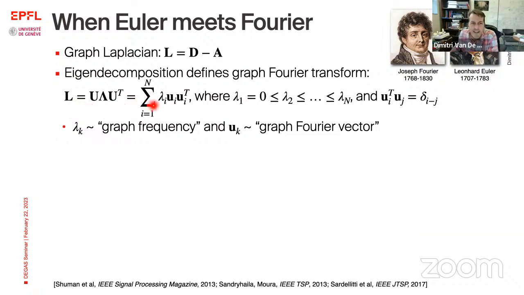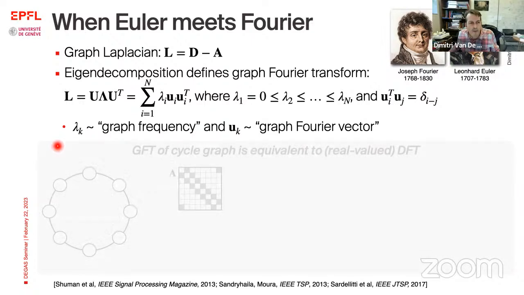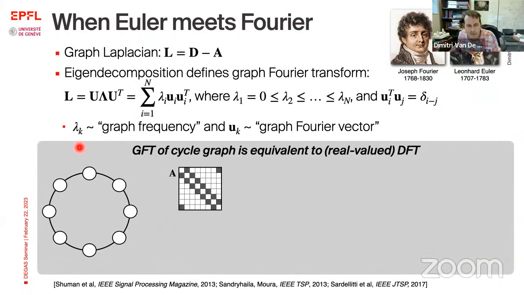Because of this eigendecomposition of the graph Laplacian, we will consider the eigenvalues lambda as encoding the graph frequency, and the eigenvectors as the graph Fourier vectors. If this is the first time you see this, let me show you an analogy with how this looks if we apply this recipe to a cycle graph. You will see that in that case, the graph Fourier transform becomes, in essence, equivalent to the discrete Fourier transform. The cycle graph is shown over here.